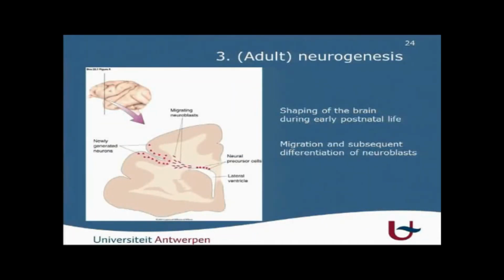Third important part, new neurons. Early in postnatal life, we know from our children that they first see, then they start to walk. This all deals with how your brain further develops. And what is shown here is regions where new neurons emerge, they migrate, and they develop into new neurons.